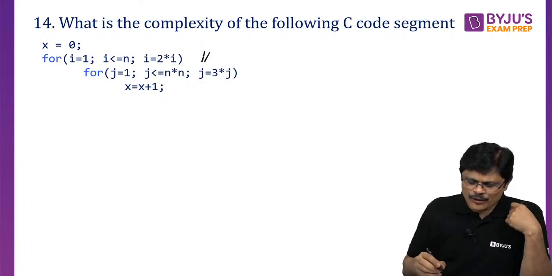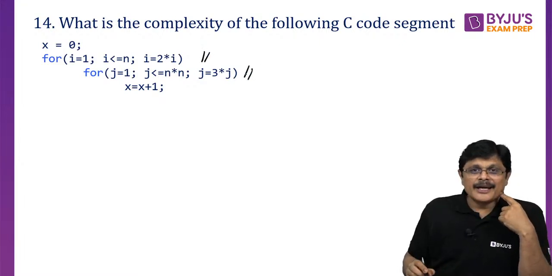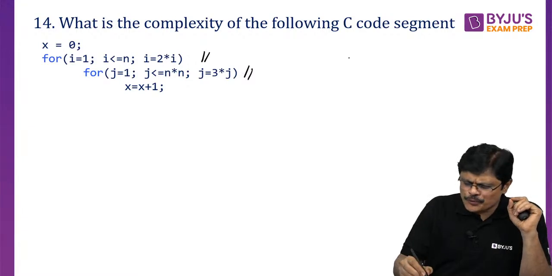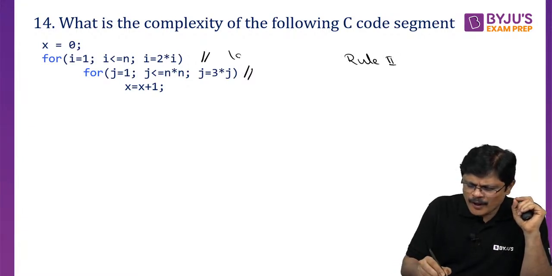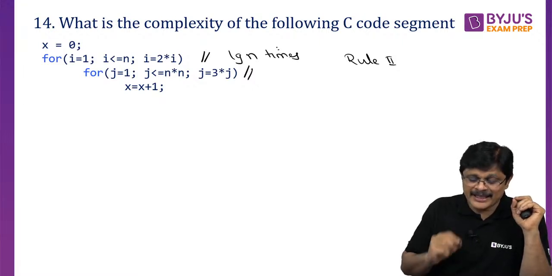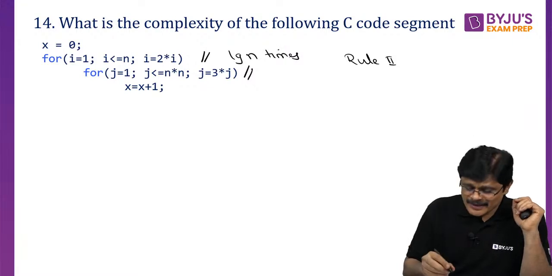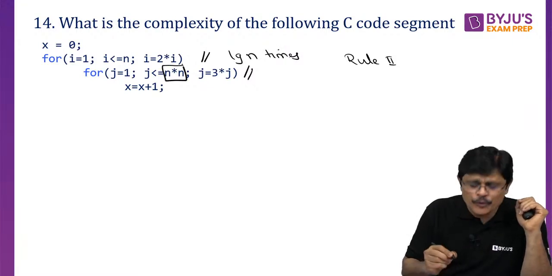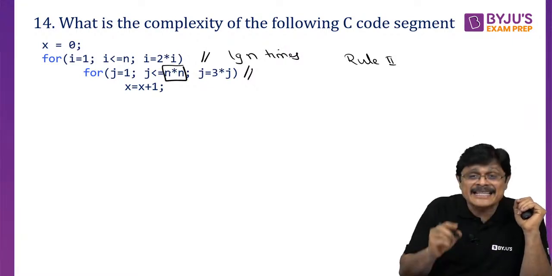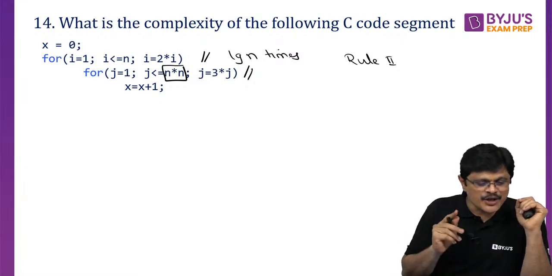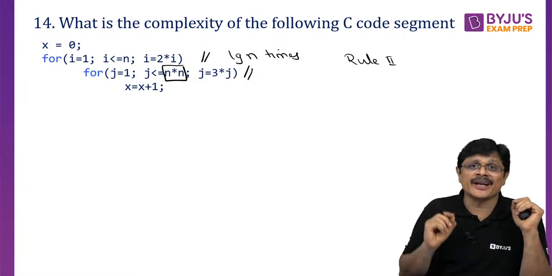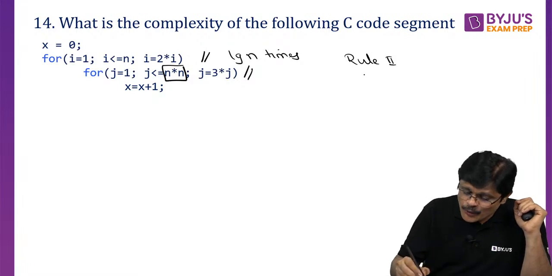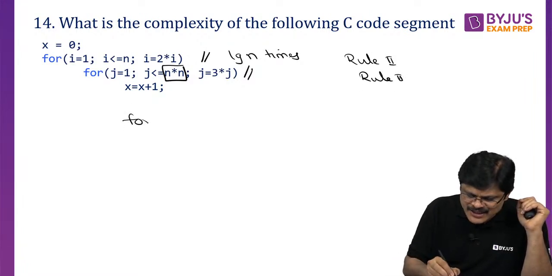First the outer loop and inner loop. Now the outer loop is rule 2, direct. Log n times. The inner loop is also rule 2 only, but instead of n, what is here? n square. So rule 2 only, but in rule 2 what happens actually?